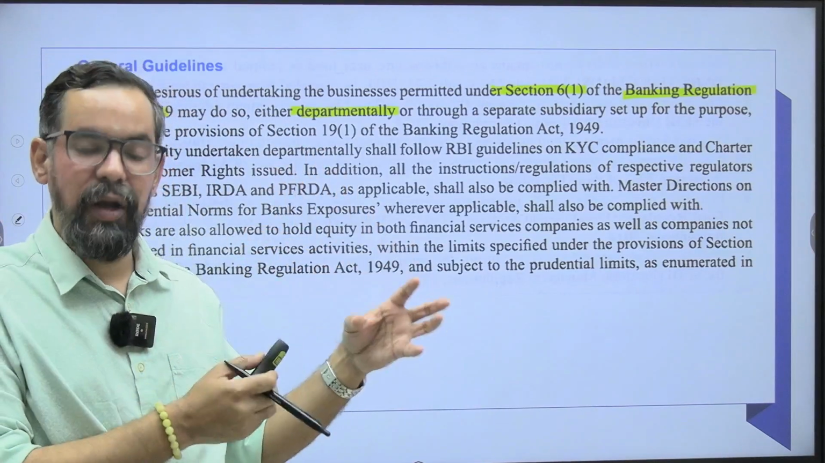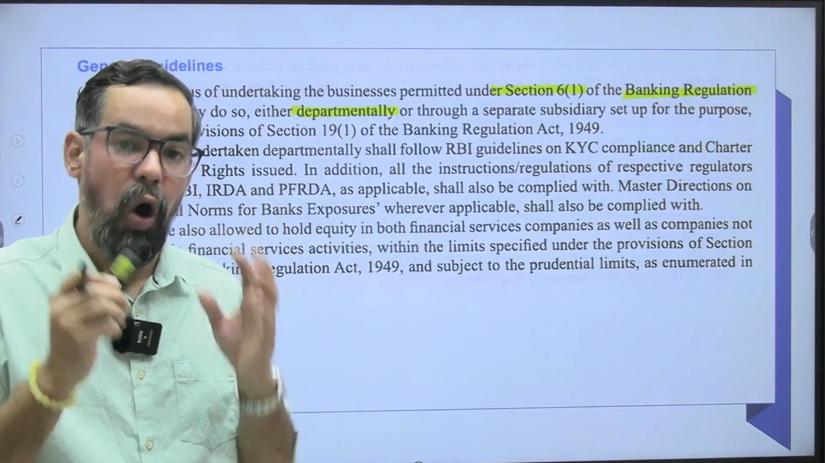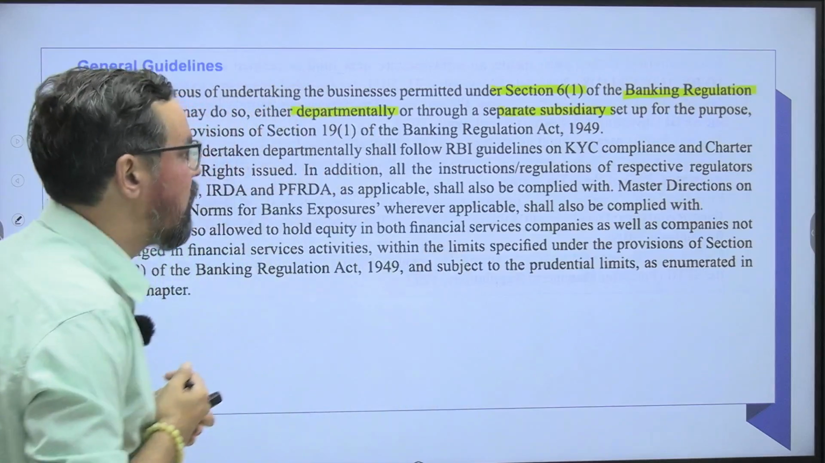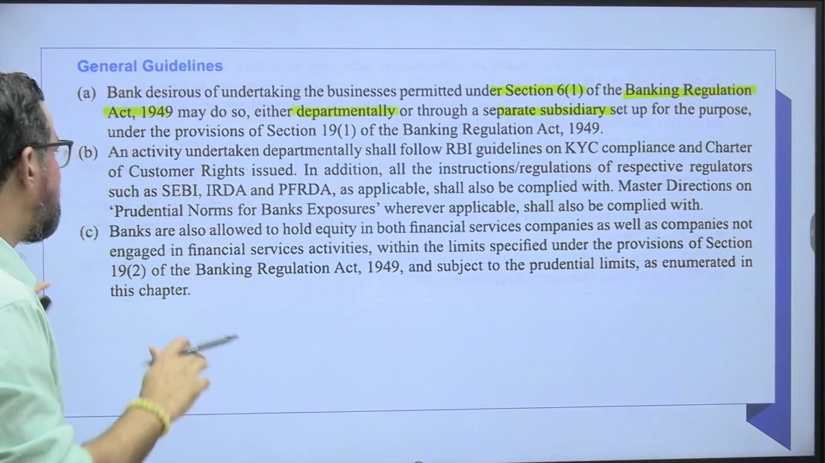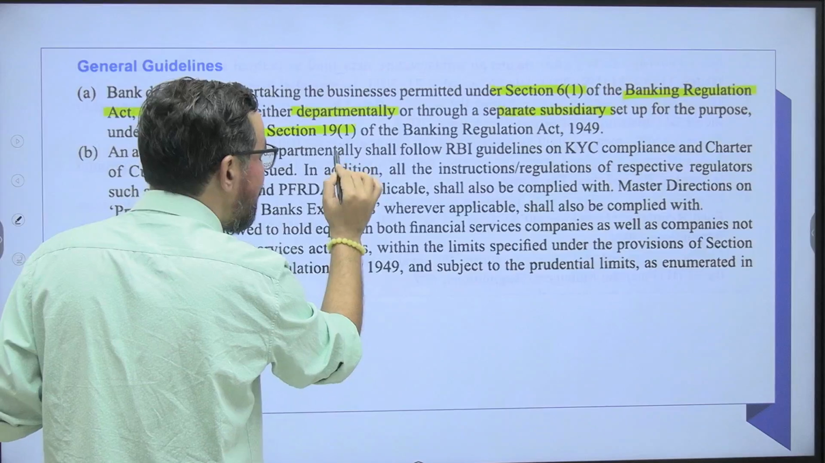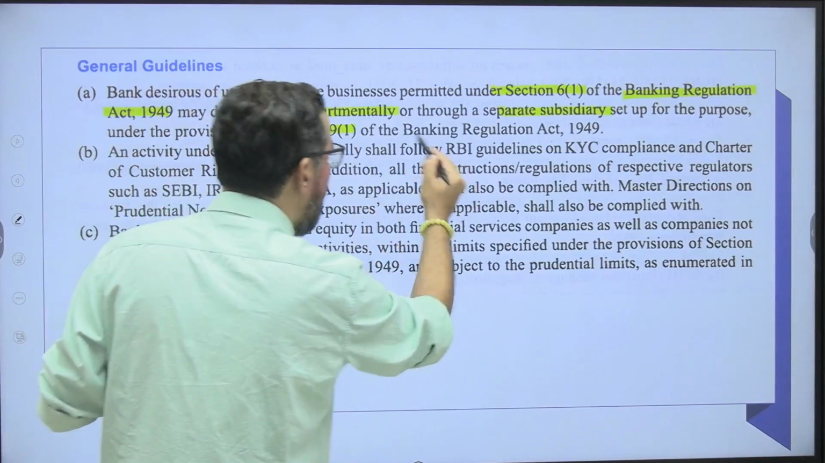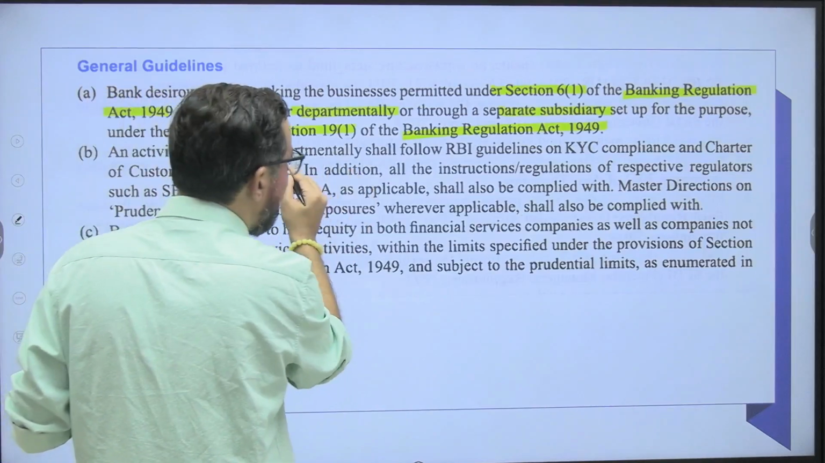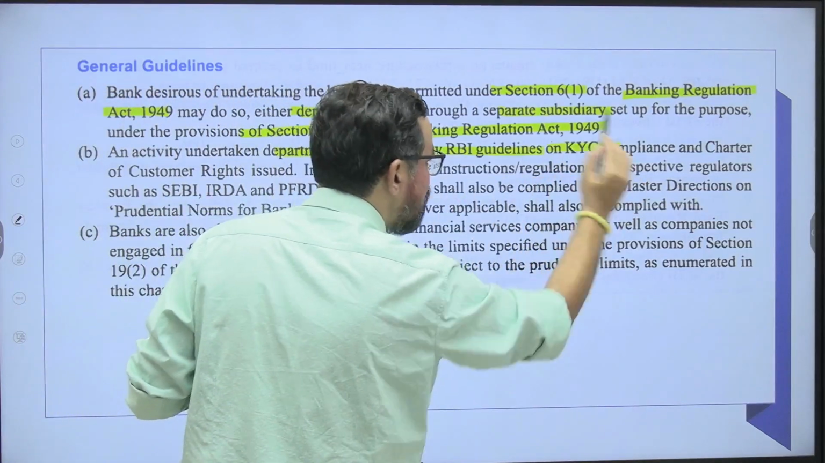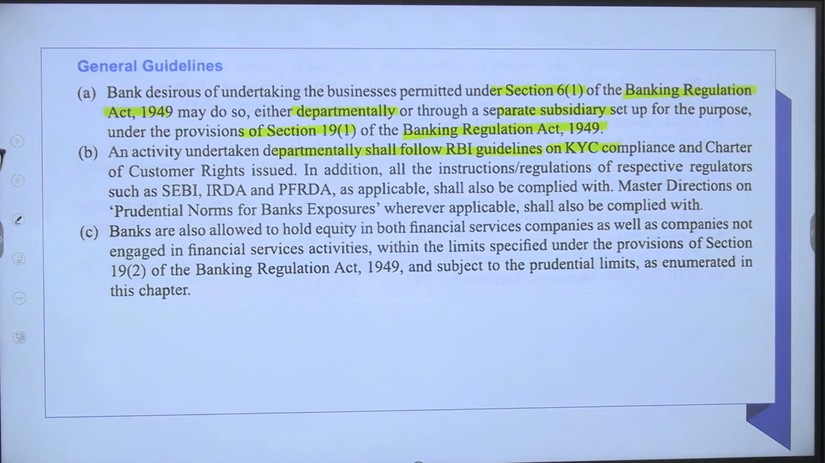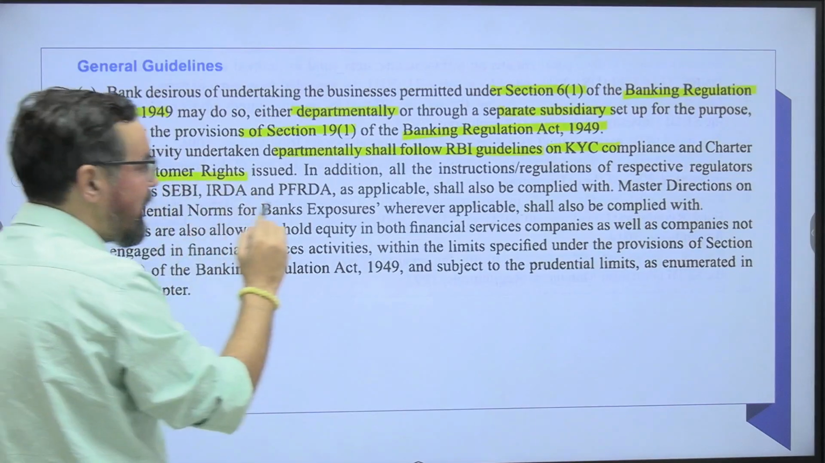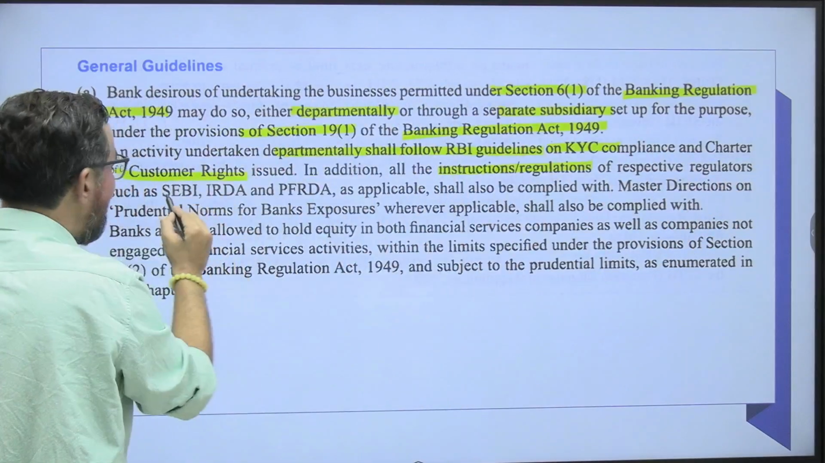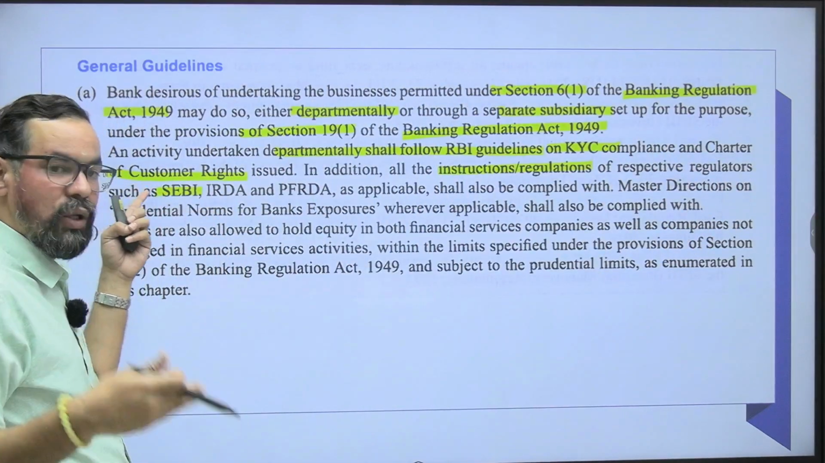they can have a separate department to handle those particular activities, or the other one is through a separate subsidiary set up for the purpose under the provision of section 19 subsection 1 of BR Act 1949, ठीक है। An activity undertaken departmentally shall follow RBI guidelines on KYC compliances and Charter of Customer Rights issued. In addition, all instructions and regulations of respective regulators, like if you are part of share broking, you have to follow the guidelines of SEBI.